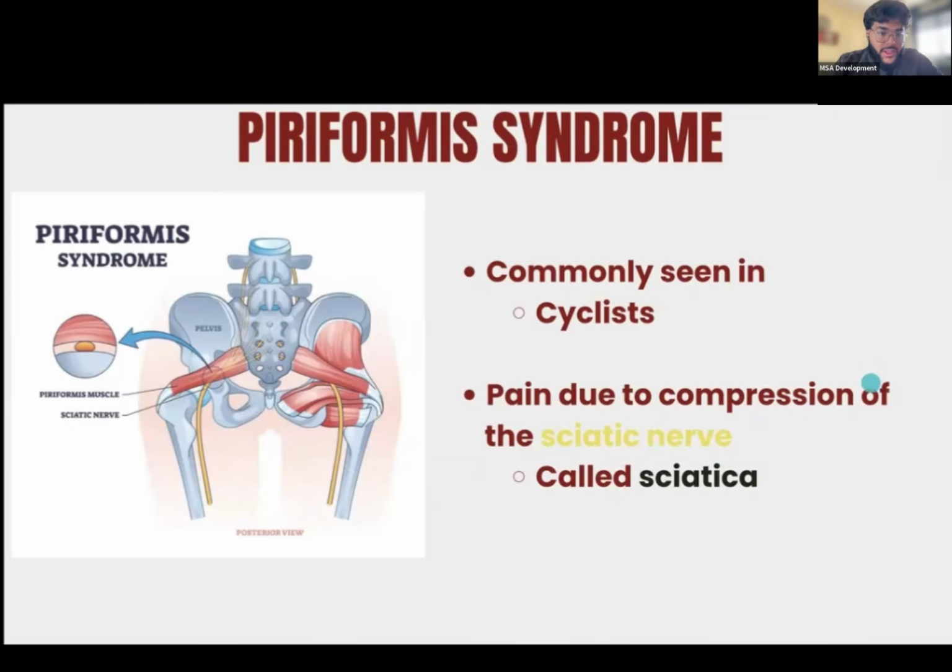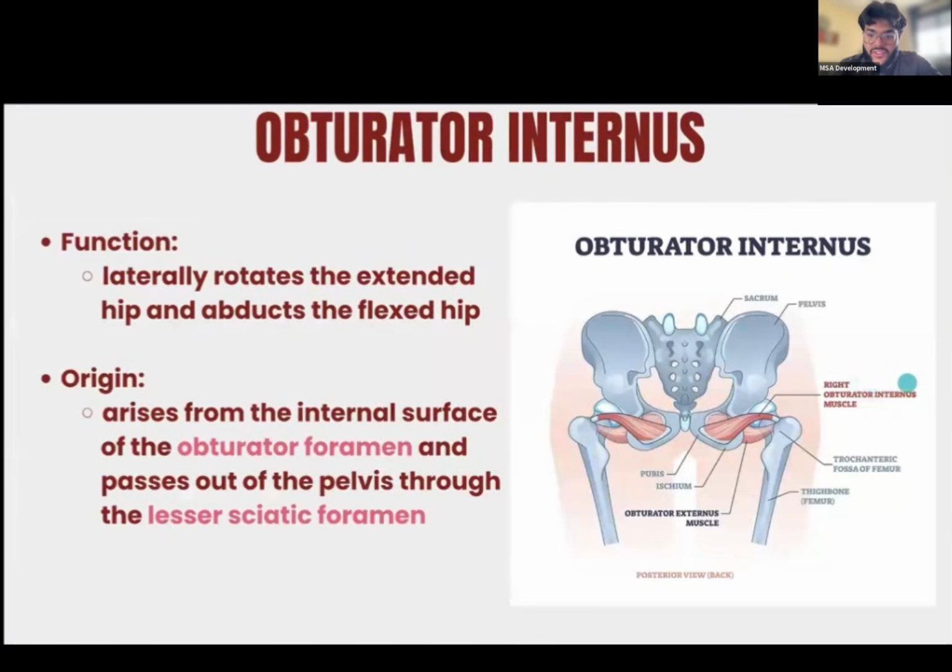Next up, the obturator internus muscle. The obturator internus muscle is a lateral rotator of the hip. Its origin is the internal surface of the obturator foramen. We talked about the obturator foramen and the obturator membrane. So its origin is from the obturator foramen and membrane.